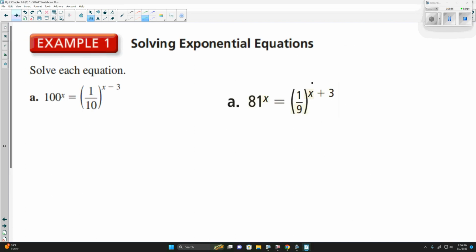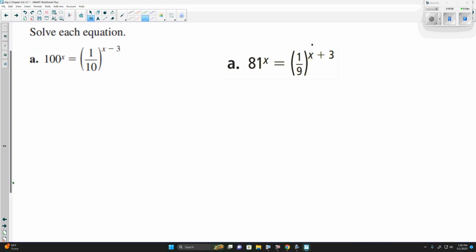Let's look at the next two. Now again, all the ones that we're doing today, and I said this already, we can make the bases be the same. Now, if we look at the first one, we have 100 to the x is equal to 1/10 to the x minus 3. Well, I can move the 10 from the denominator to the numerator. But if I do that, I have to change the exponent from positive to negative. So 10 to the negative 1 is the same as 1 over 10. These are the same.